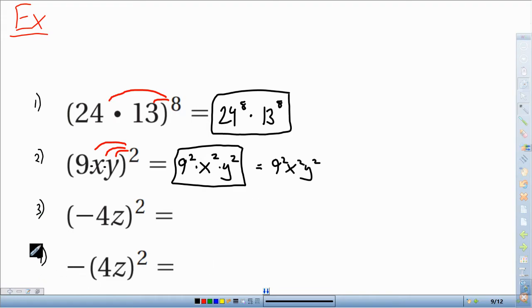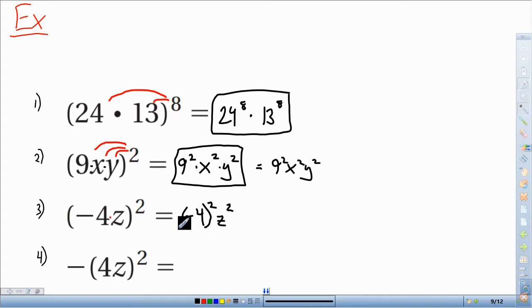Okay, take a look at 3 and 4. These problems look a lot alike. The only difference is this one has our minus sign inside the parentheses. This one has it on the outside. We're actually going to do the math on these just to make a point and show you why the parentheses matter. Here's the big thing. On this one, there are 2 things inside the parentheses that are being multiplied. So this negative 4 is going to get a power of 2, and that needs to stay in parentheses. And this z is also going to get a power of 2.